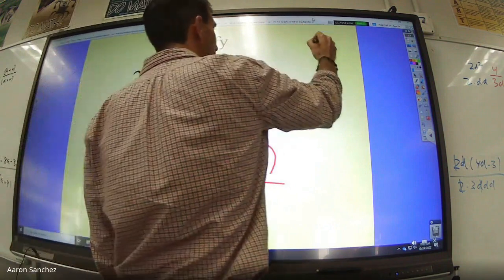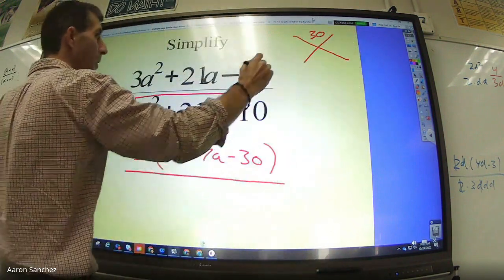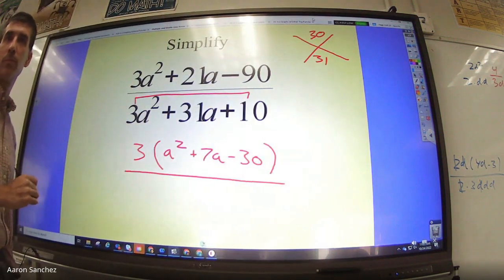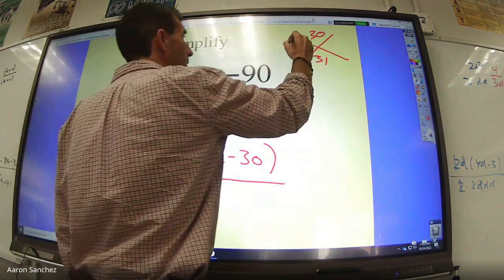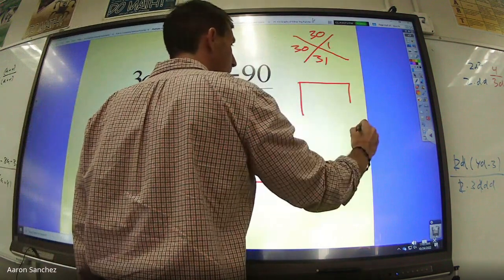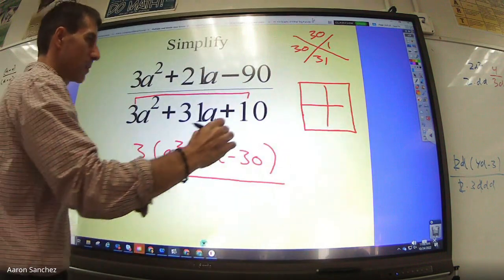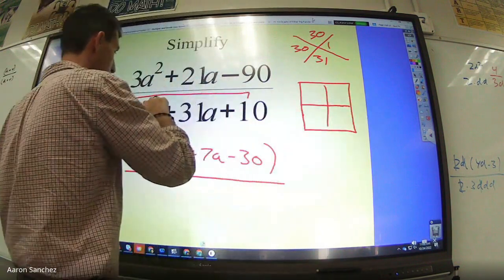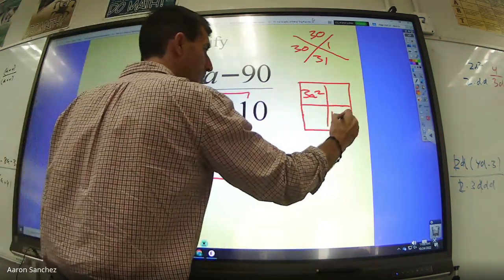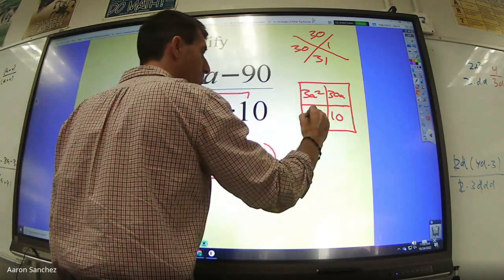So I'll do it vertically. I got 30 and 31. What times what equals 30 and adds to 31? 30 and 1. So let's do the box. Okay, little tiny box that I don't have room. Put the 3a squared here. Put the 10 here. Put the 30a here and the 1a here.